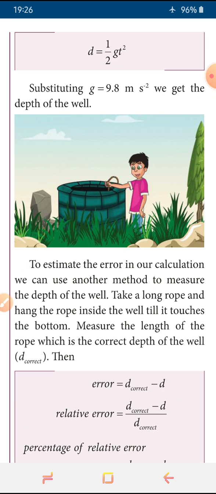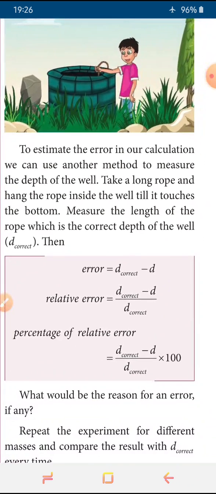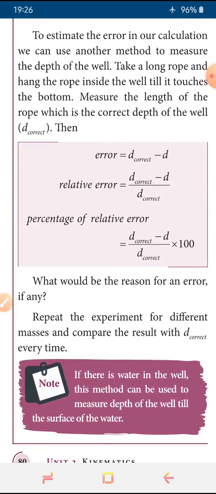Okay, and T we can find with the help of the stop clock. So when we know T and g is a known standard value, we can substitute, then we can find out the answer. And to minimize the error and to get the accurate answer, we are using the formula error is equal to D error minus D. Okay, and using the rope we are finding that error, and relative error we can write as D error minus D divided by D error, then percentage error is just this value multiplied with 100.